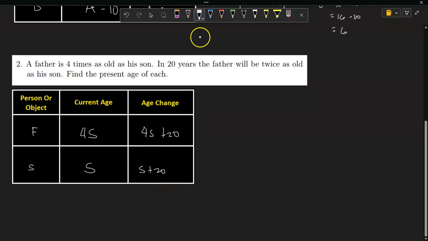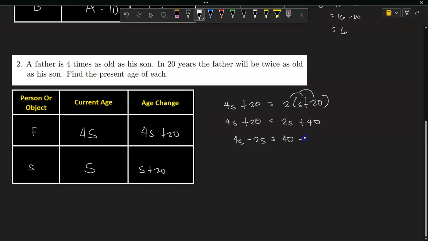So how are we going to write that? We are going to do 4S plus 20 equals twice, meaning times 2, times S plus 20. And again, we are going to simplify things out. 4S plus 20 equals 2S plus 40. And then combine like terms, we will get 4S minus 2S equals 40 minus 20. And then 4S minus 2S is just 2S, equals 40 less 20, that's 20.